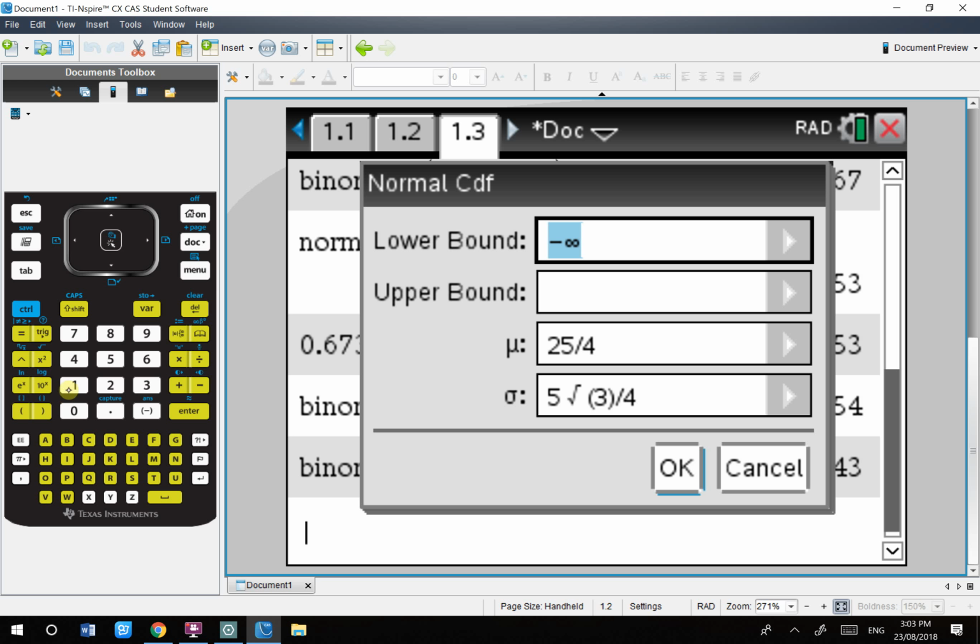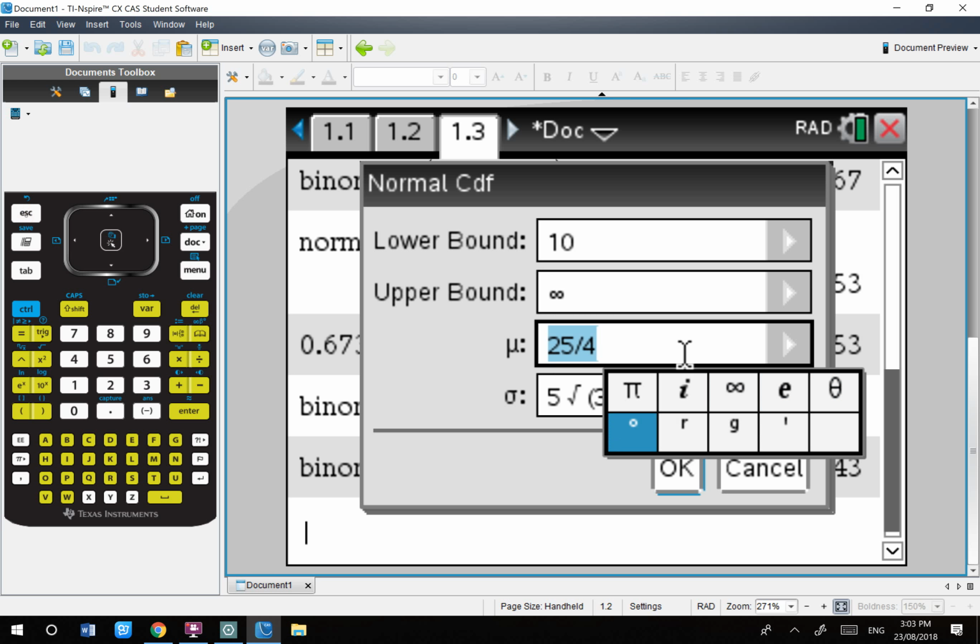Okay, lower bound, I need to answer at least 10 questions correct. What is my upper bound? Infinity.